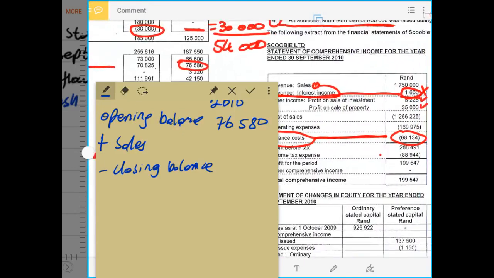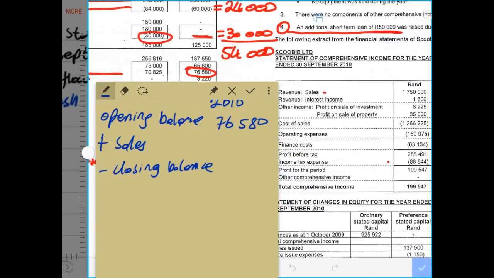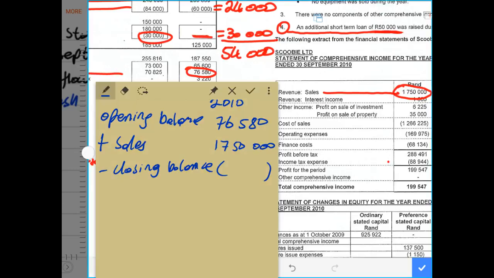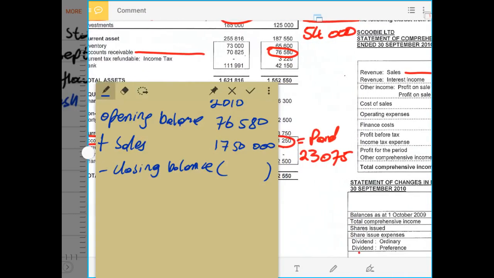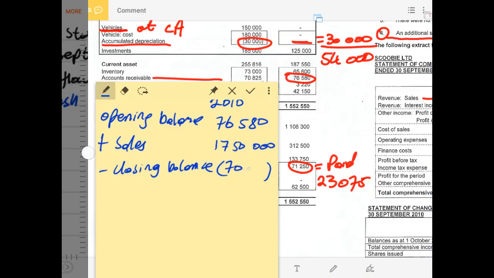And we add our sales. Our sales are found in the income statement, and they amount to 1,750,000 rands. Then after we subtract our closing account receivables, which will be account receivables in the year 2010, and they are 70,810.25. Therefore, the total of the three will give us cash received from customers.